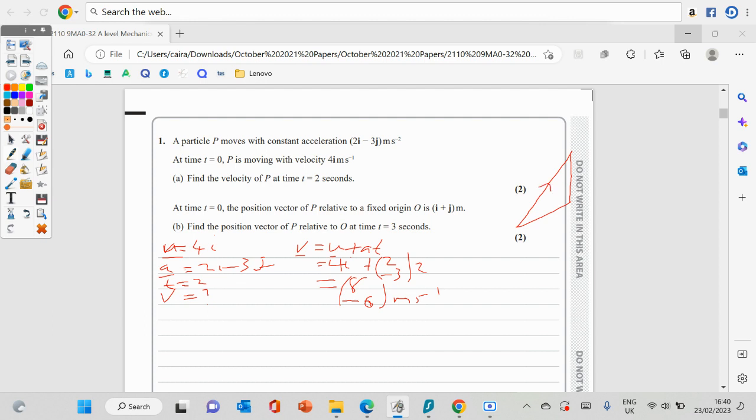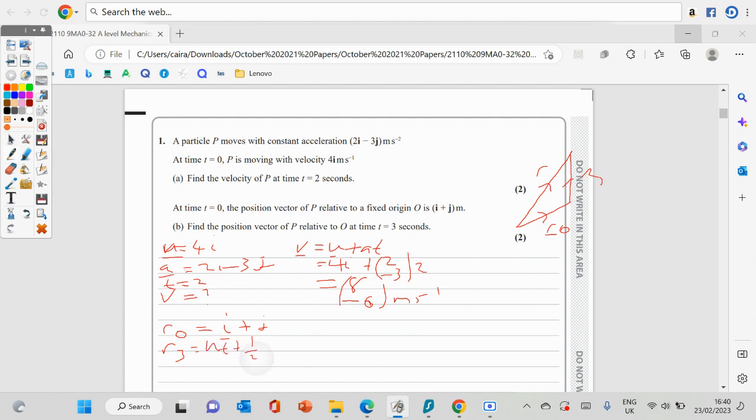There we are. So we've got our r, we've got our r0, and then we've got our r when we've got 3 seconds. I always like drawing this sort of diagram because it makes me think of what's going on. So we know that r0 is going to be i plus j meters.